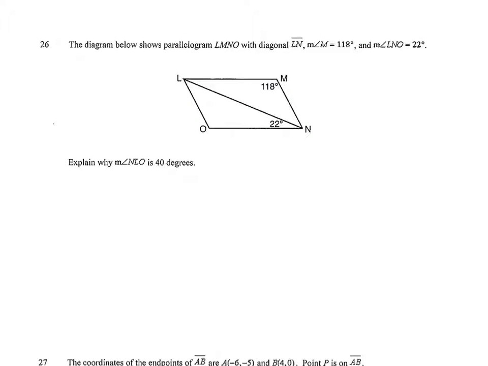Number 26 gives us a parallelogram with the diagonal. They tell us measure of angle M is 118 and the measure of LNO is 22. Explain, so this means use words and explain every step. Explain why NLO, so right here, is 40 degrees. So we're going to treat it as if it's X and pretend that we don't know how to solve for it. So when I have a parallelogram, I know that opposite angles, such as M and O, are congruent. So if M is 118, then so is O.